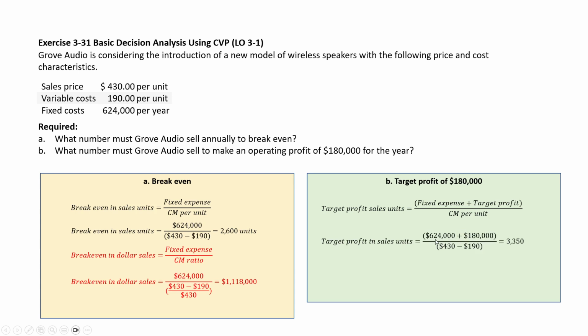So take that $624,000 of fixed costs, add to it the $180,000 we also want to earn, divide it again by the $240 of contribution margin per unit, which is the $430 selling price minus variable cost of $190. And if we want to earn before-tax profit of $180,000, we would need to sell 3,350 units.